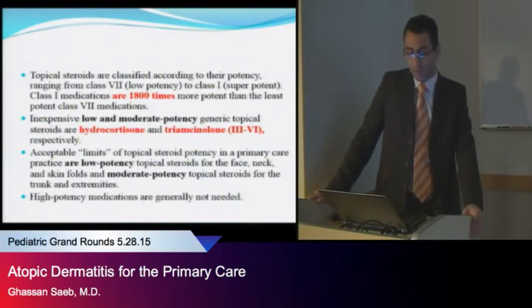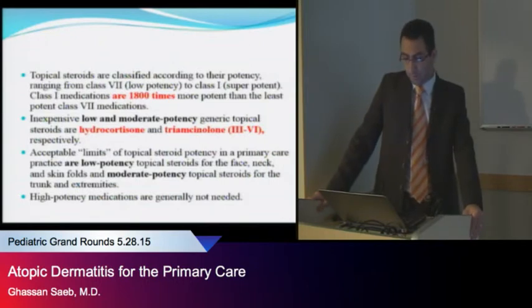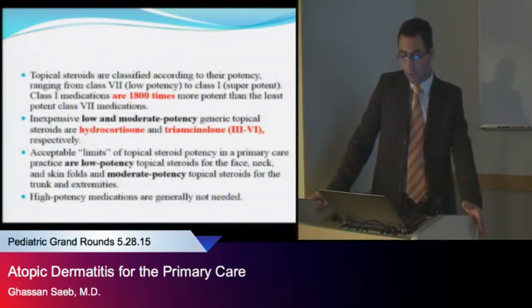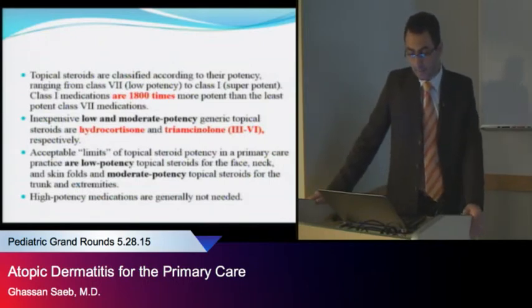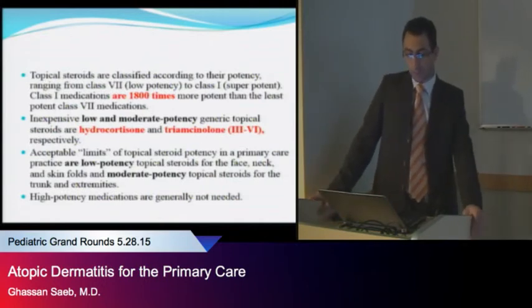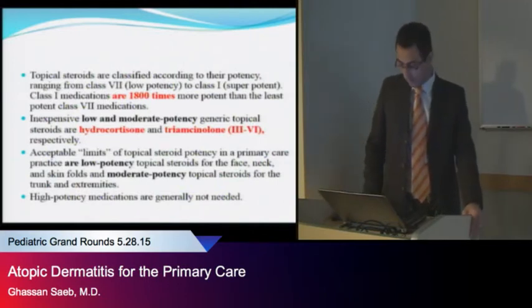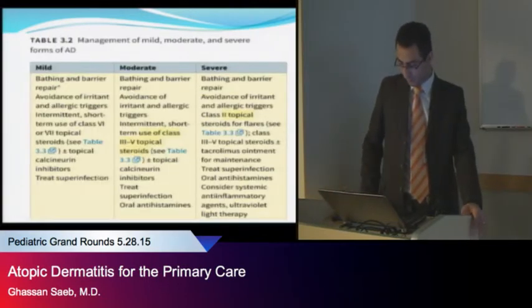Acceptable limits for the primary care physician on topical steroid is using low potency topical steroid for the face, neck, and skin folds. These are the most susceptible skin for side effects, and moderate potency topical steroid for trunk and extremities. High potency medications are generally not needed. You may use them in adults on palms and soles, but should not be used in children.